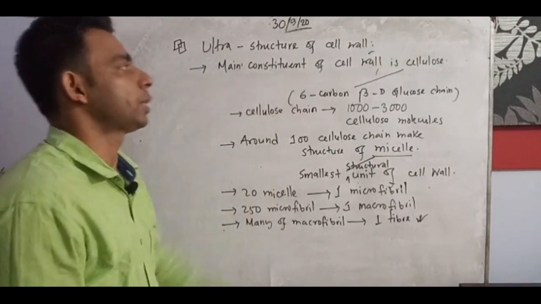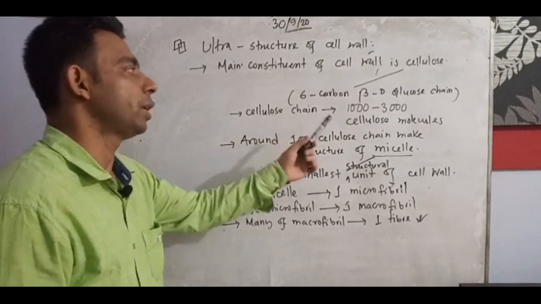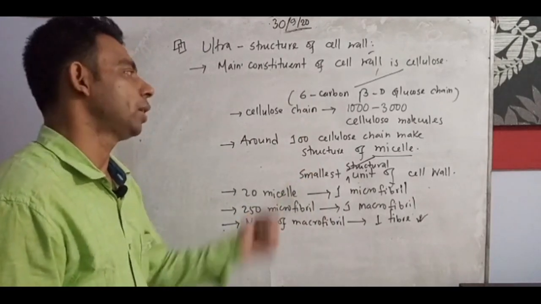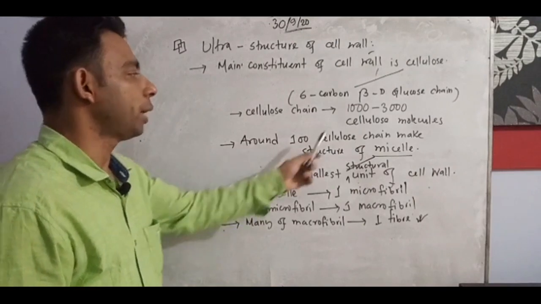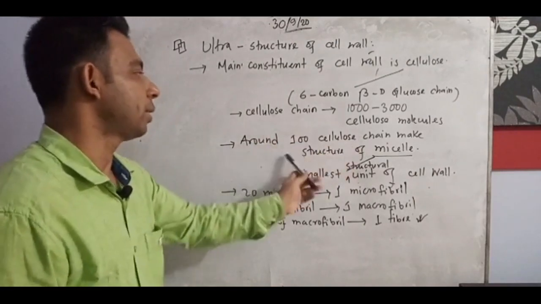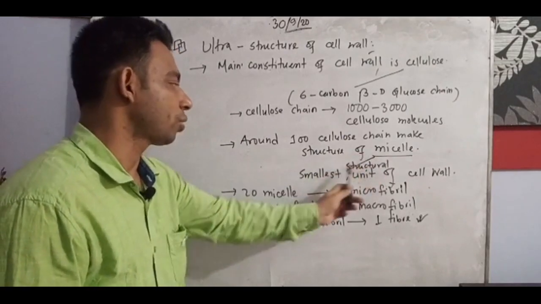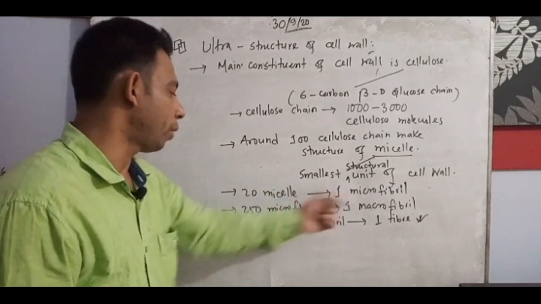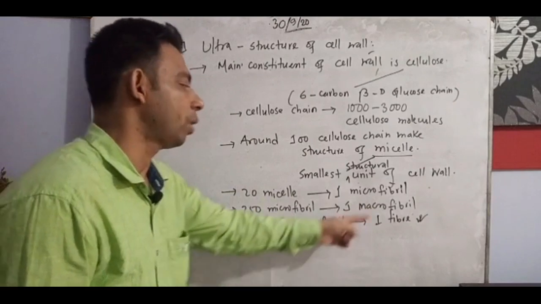The main constituent of the cell wall is cellulose. It is a 6 carbon beta D glucose chain. A cellulose chain may consist of around 1000 to 3000 cellulose molecules, and around 100 cellulose chains can make a structure of micellar. The micellar is the smallest structural unit of a cell wall, and 20 micellar make 1 microfibril, 250 microfibril make 1 macrofibril, and many macrofibril make 1 fiber.